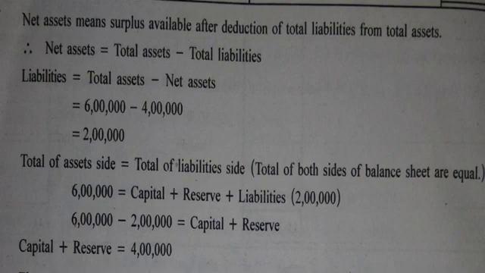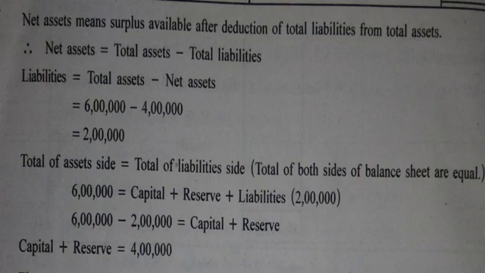I repeat, the total of both the sides of balance sheet is always identical. It is the same. So if the total of asset side is 6 lakh, then obviously the total of liabilities side is also going to be 6 lakh. And from those 6 lakh, 2 lakh is for liabilities. So the remaining is for capital and reserve.